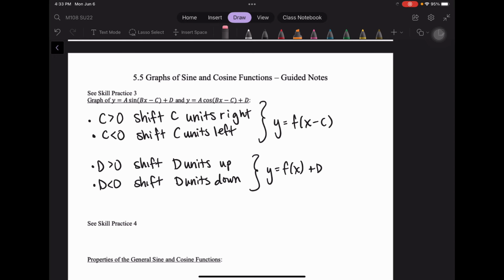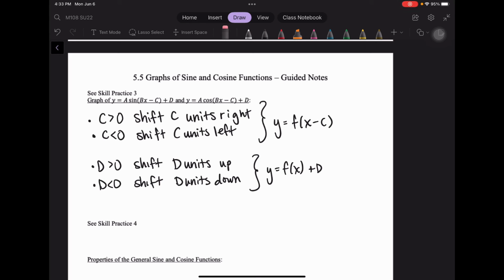For c greater than 0, we are shifting to the right. For c less than 0, we're shifting to the left. For d greater than 0, you're shifting up, and for d less than 0, you're shifting down. And y equals f of x minus c is just showing you notation for any function of x minus c. Same thing for y equals f of x plus d. For any function plus d, that's a translation up.